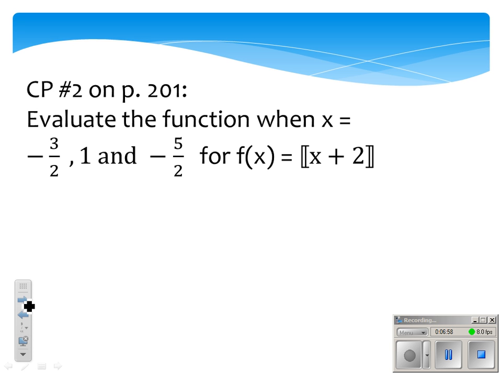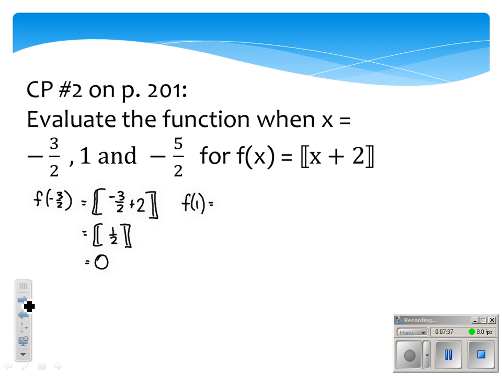Let's set up f of -3/2. That means substitute in -3/2 for x into your function. If we evaluate that, we're going to get 1/2. Now, what would be the greatest integer less than or equal to that? Well, 1/2 isn't quite 1, so we can't go there. The integer just below that would be 0. Okay, let's move on and do f of 1.